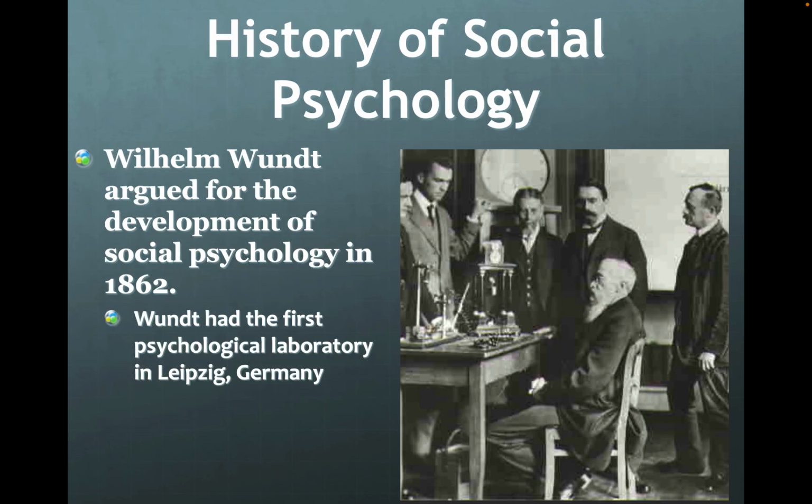Wilhelm Wundt argued for the development of social psychology in 1862. Wundt had the first psychological laboratory in Leipzig, Germany. And this is a picture of Wundt. He's the one sitting down. Everybody else gets to stand up.